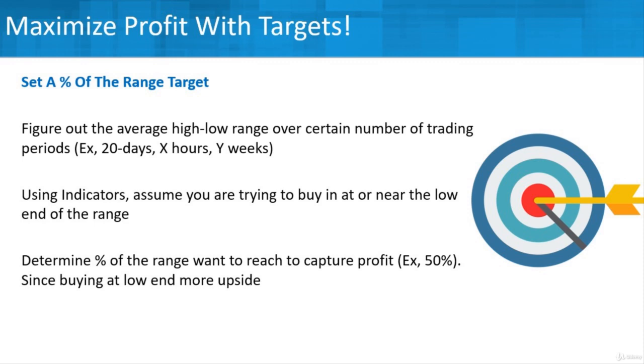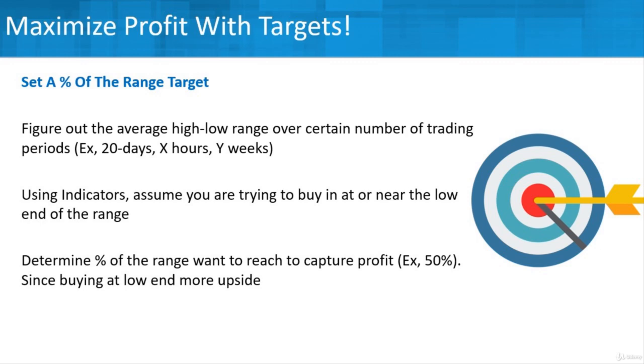So you determine the percentage of the range you want to capture the profit of. Let's say 50% of the range, could be any number. Since you're buying at the low end, there should be more upside, right? So 50% seems pretty aggressive, but you're buying in and exiting at the end of the range, not 50% profit. You're looking at the range there.